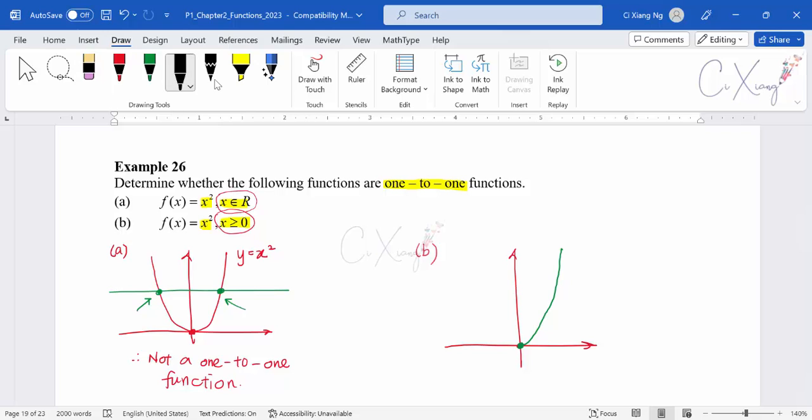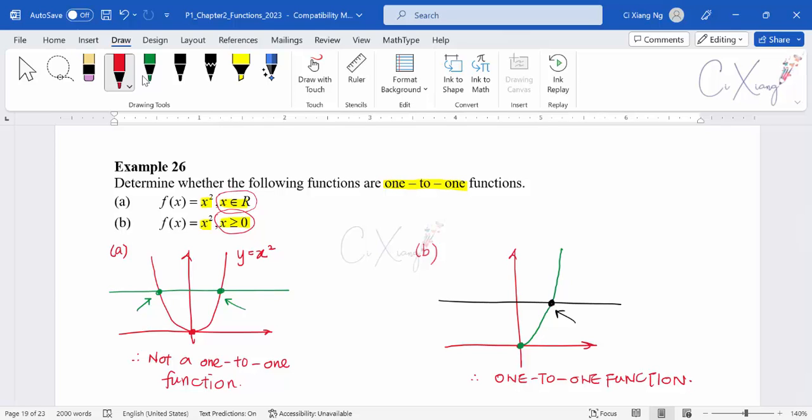Again, to test whether this is a one-to-one function or not, I draw a horizontal line anywhere along the graph. After I draw the horizontal line and move it up and down, I can see that no matter how high or how low I move it, there's only one intersection point for this particular curve. Therefore, I can conclude that this is a one-to-one function, because there's only one intersection point between the curve and the horizontal line.